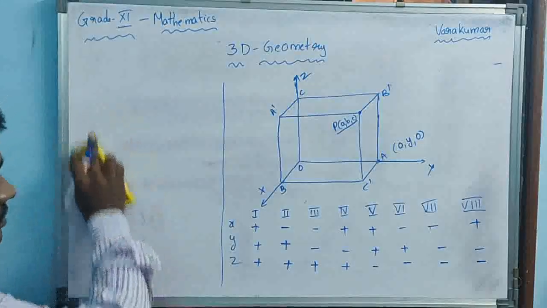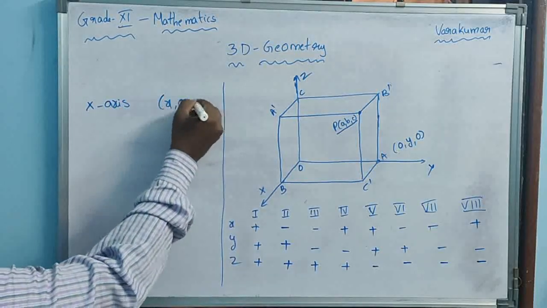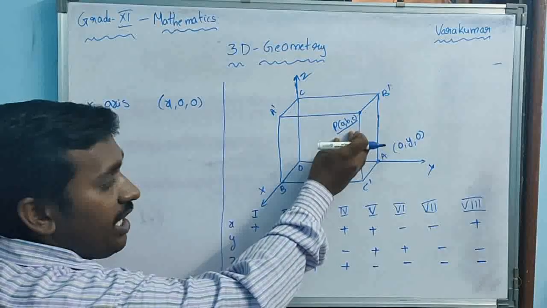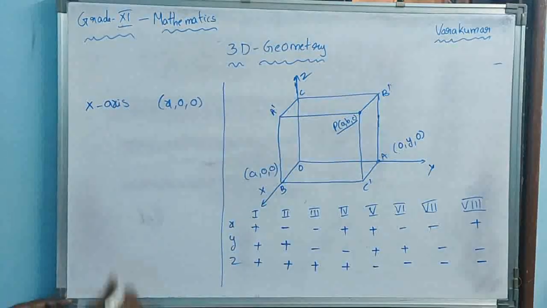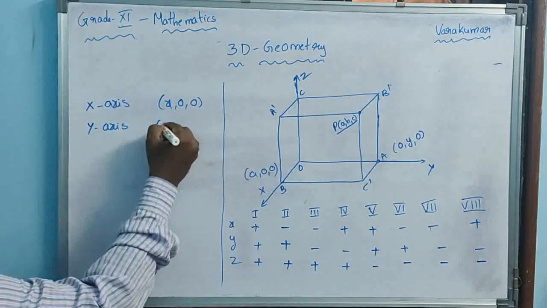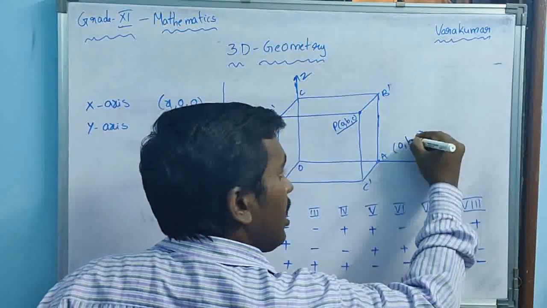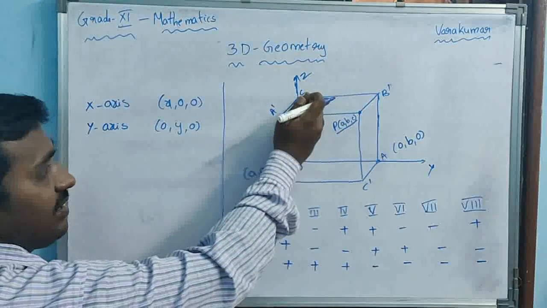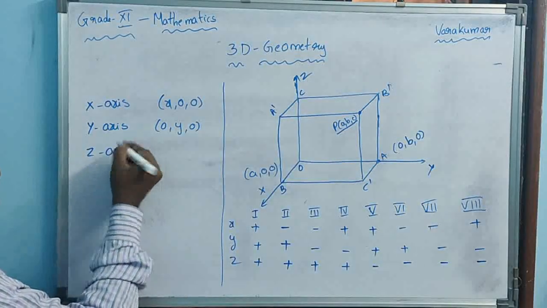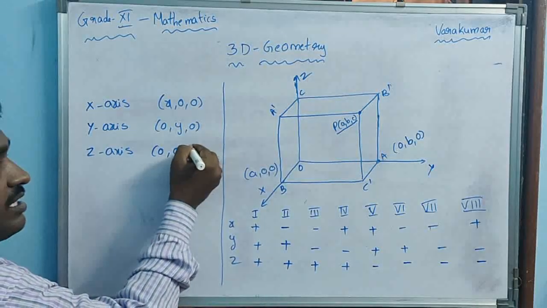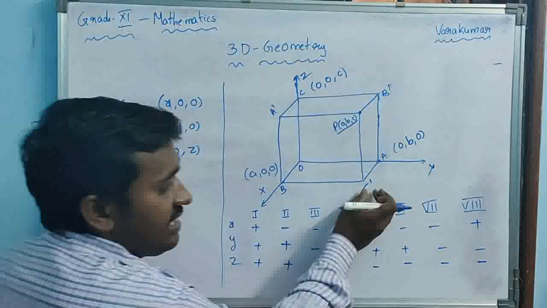Let me write all those things. With respect to the x-axis, or if it lies on the x-axis, it will be in the form (x, 0, 0). So with respect to P(a, b, c), on the x-axis it will be (a, 0, 0), and on the y-axis it will be (0, y, 0). Then with respect to this point, what can you write? (0, b, 0). And with respect to point C, where is point C? On the Z axis, so the X and Y values will be 0: (0, 0, z). Now, here you have to write (0, 0, c).